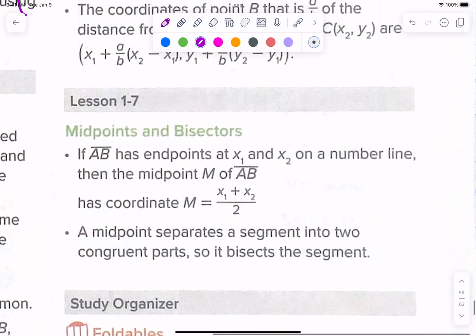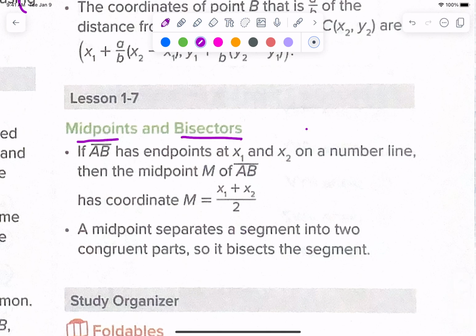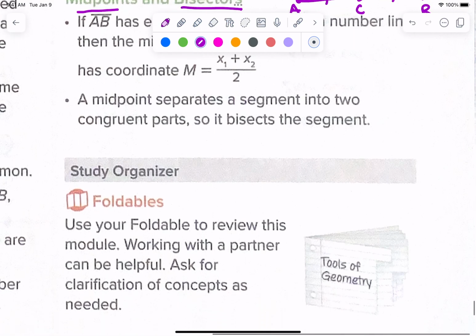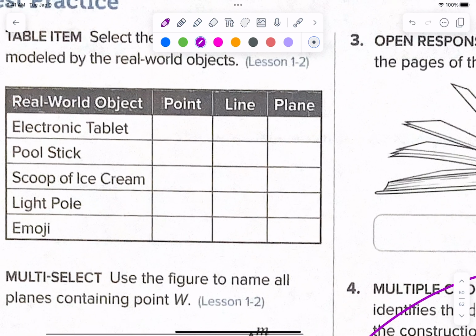Midpoints and bisectors. We talked about bisectors yesterday. If here is A and here is B, and I say C is exactly in the middle, he is a midpoint, but he is also called a bisector because he separates that line segment into 2 equal pieces. Usually they'll mark it with tick marks if they're 2 equal pieces. So midpoints and bisectors, and then we can set those 2 pieces equal to each other. Okay, questions about that?